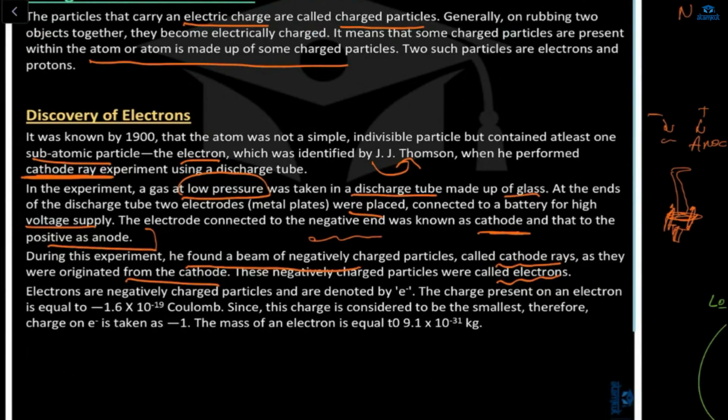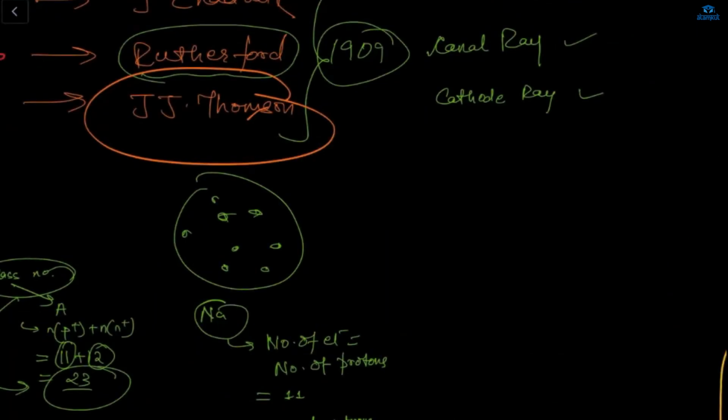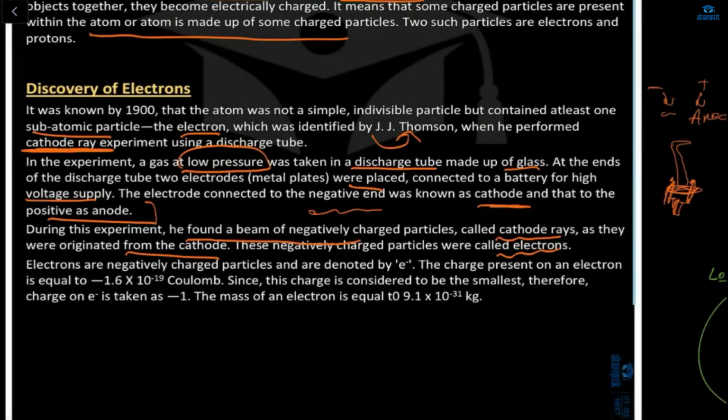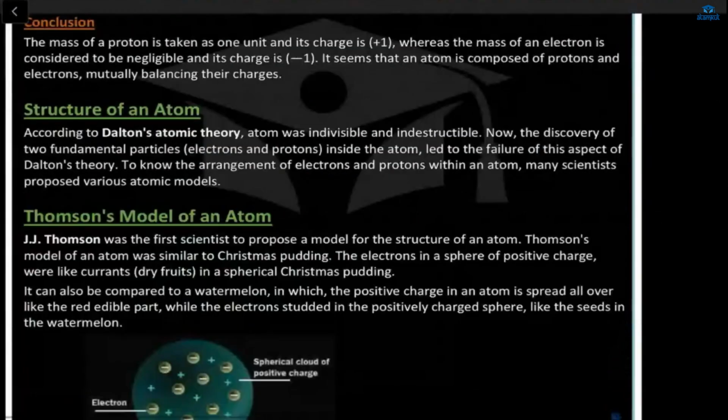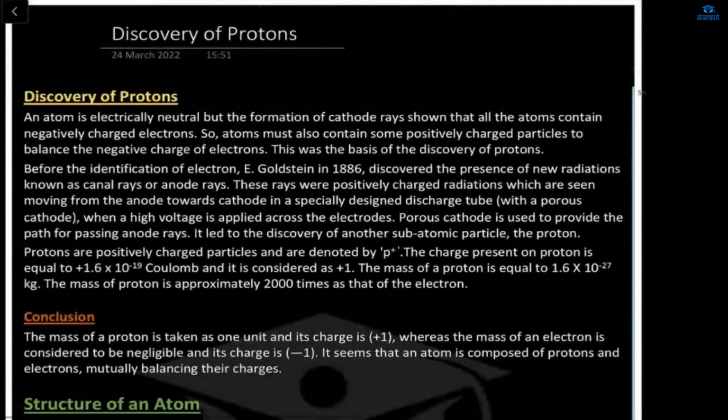Yes. Another name of electron is cathode ray. Now, understood? Clear? Yes, ma'am. Okay, Arham, got it? Good. What is the next thing we will learn? Okay, we will learn about proton.